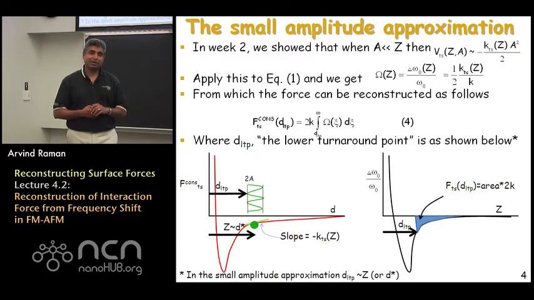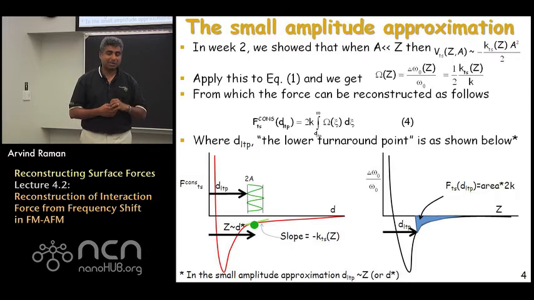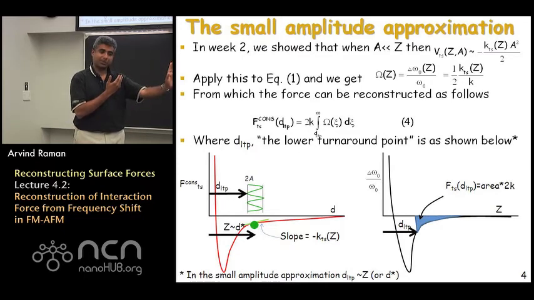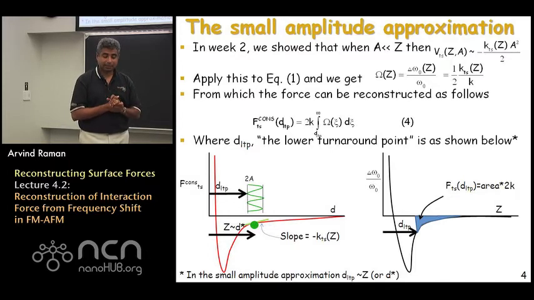If you want to know the conservative tip sample interaction force at a certain gap, dLTP, all you would do is take an integral of this relative frequency shift with respect to Z, in the shaded area that I've shown, multiplied by 2K. K is the effective spring constant of the oscillator. And that would give you the value of the interaction force at that gap. So it's a very elegant interpretation and very easy to understand.